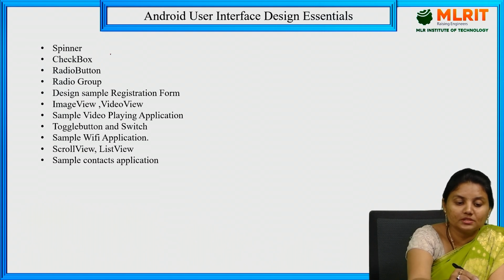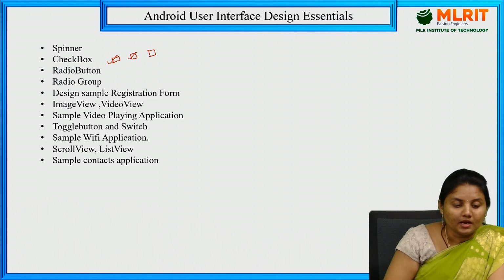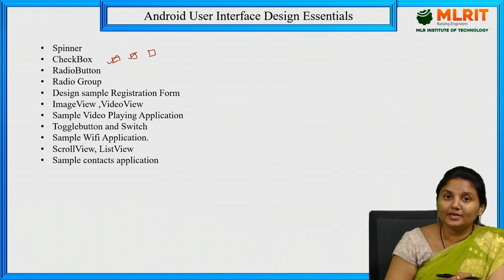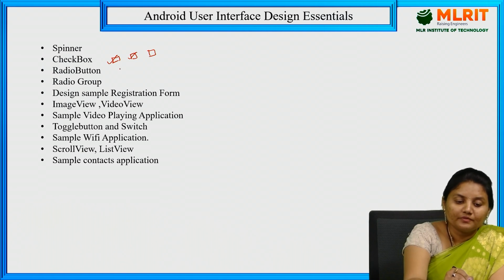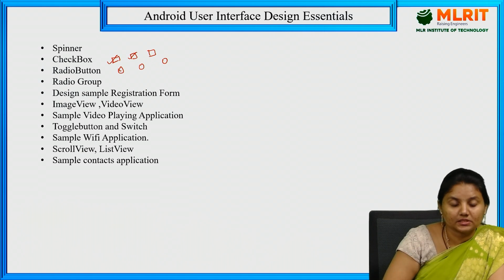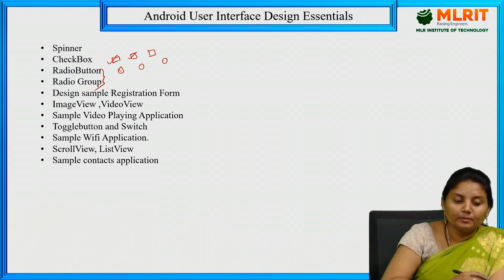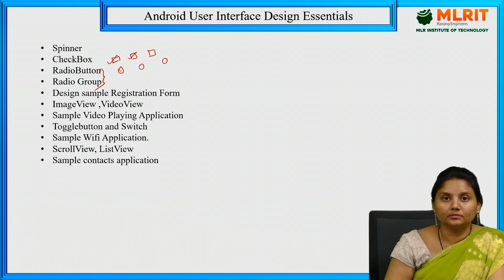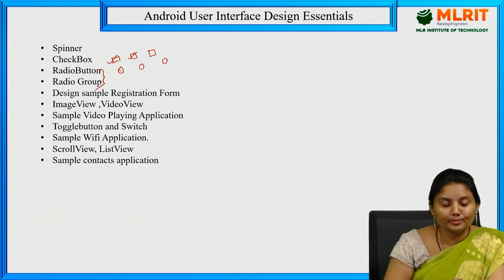Then checkbox is where you will be having multiple boxes and you can just check and uncheck them. By using the checkbox, multiple options can be selected from the given list. Then radio button, from among the given list, you can only select one. By using the radio group, we'll group all the radio buttons. So radio button and radio group both belong to the same family, where radio group makes all the radio buttons a single group.